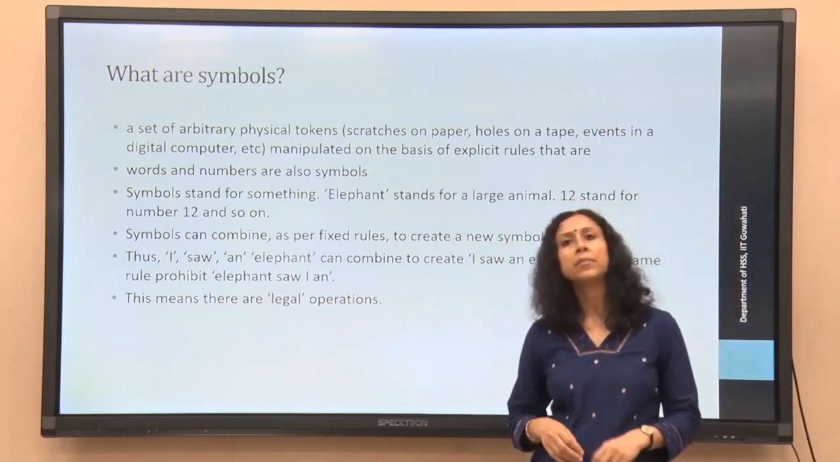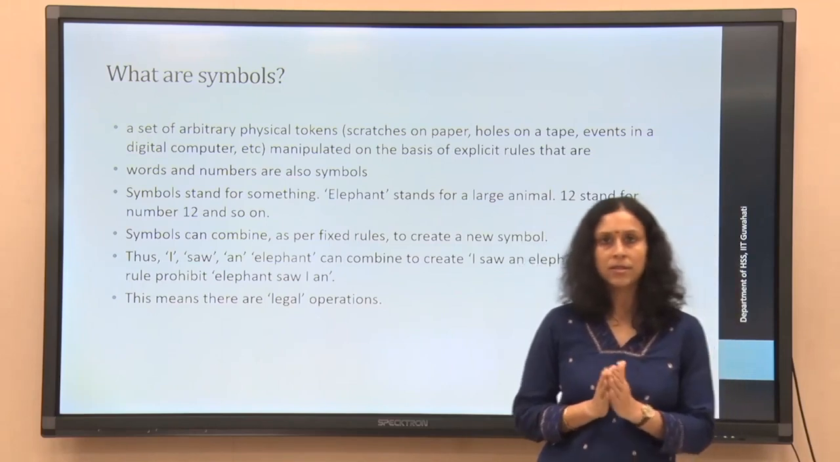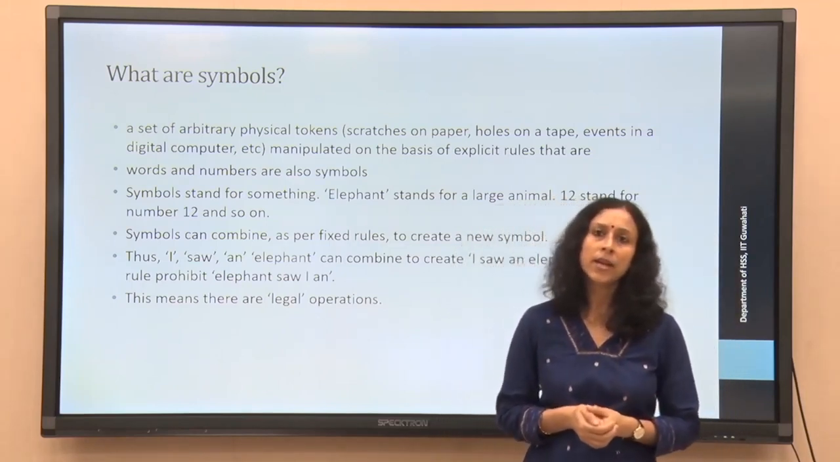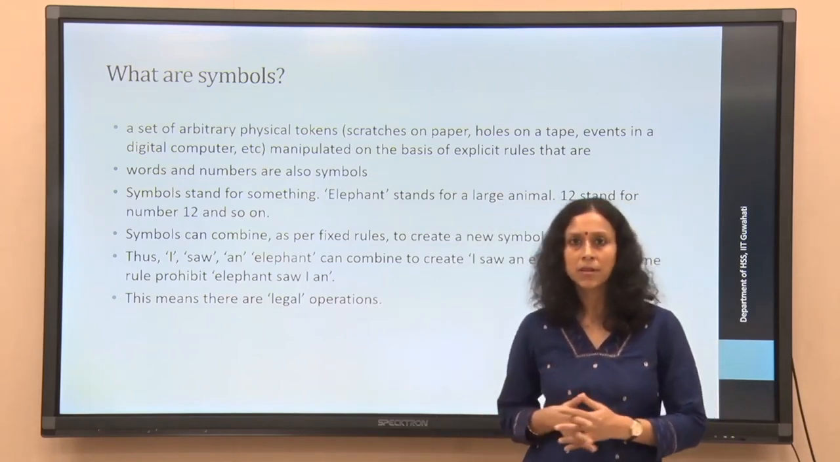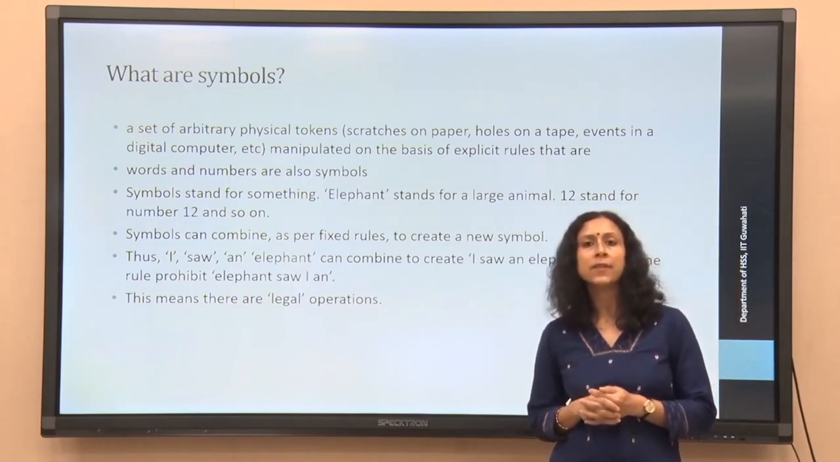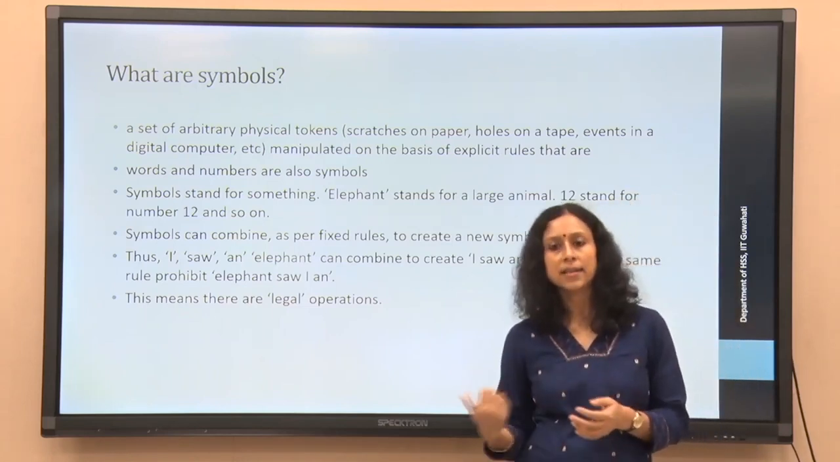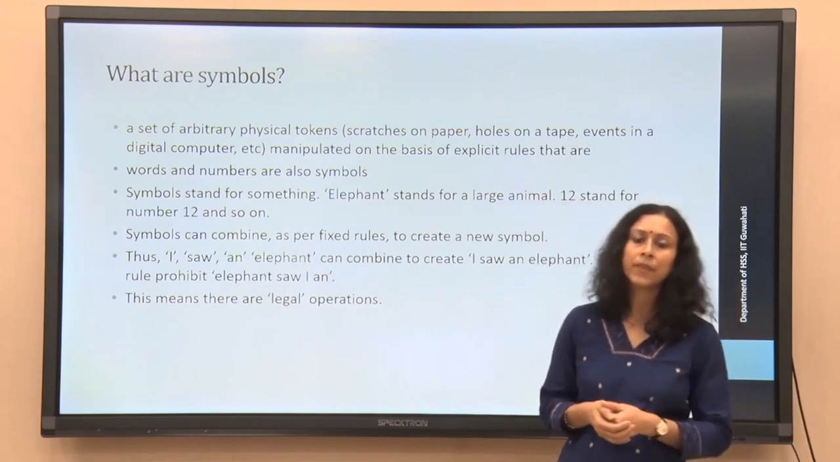Similarly, words and numbers are also symbols. Symbols stand for something. So, words are symbols in the way that a word like elephant stands for a large animal with certain particular features. Once we say elephant, it means something; there is something out there for which it stands. Similarly, the number 12 stands for the number 12, and so on.